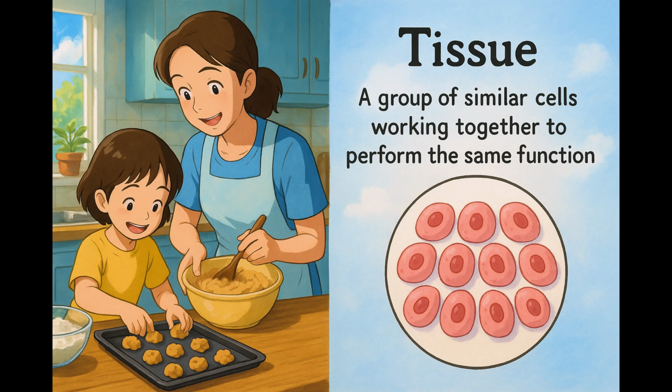perform a specific function, just like you need all the same kind of ingredients working together to make a batch of cookies. In this analogy, the similar cells that form a tissue are like the same ingredient, such as flour or sugar, working together to achieve the goal of creating delicious cookies, just as tissues work to perform vital functions in the body.